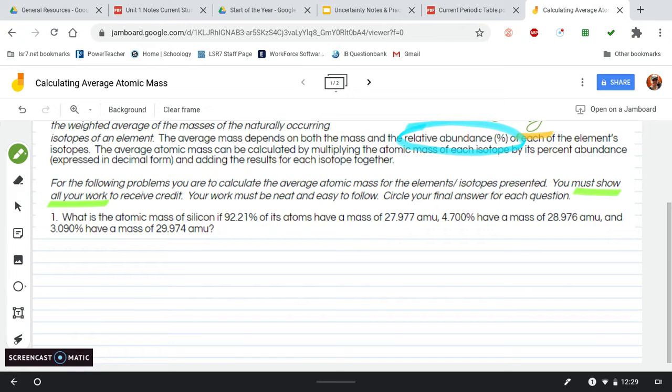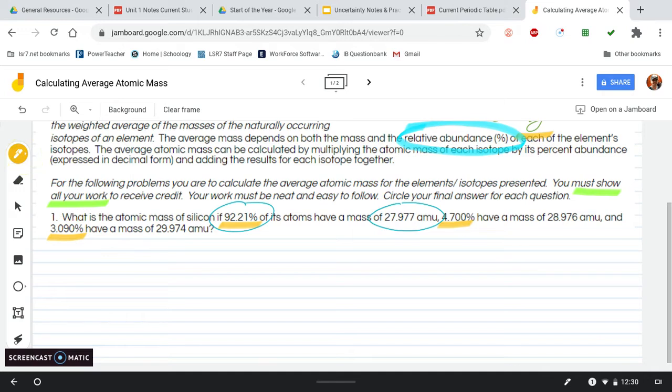Okay, so these problems are all pretty similar. They're going to give you some percentages. So they gave us this 92%, 4.7%, and 3%. So now if you add those up, the real specific ones, they should add up to 100. And then they gave us a mass value that would go with each of those. So this one is atomic mass units or grams. It goes with this one, right? So they go together.